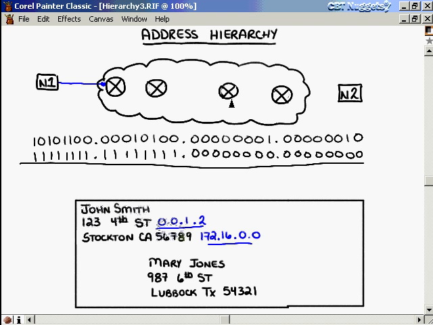Once it's there, these routers are simply going to use the network portion only to route through the backbone until they get to the router that has knowledge of the 172.16 network. And by knowledge of, we mean that it exists out of one of its interfaces. Once we're there, that router has to find out and make the last leg of the delivery over to the host address, 0.0.1.2, and that takes place right here.